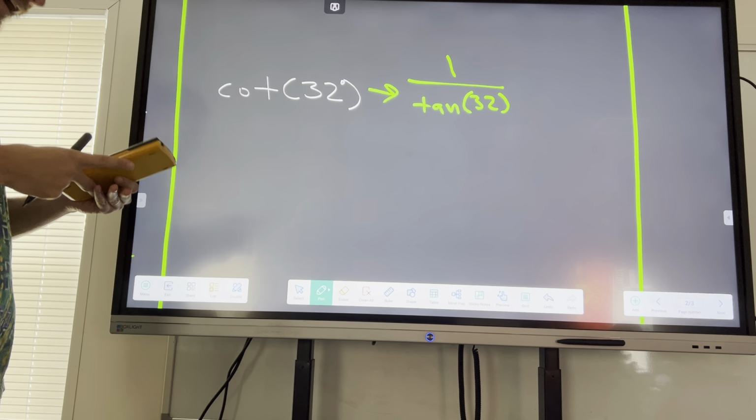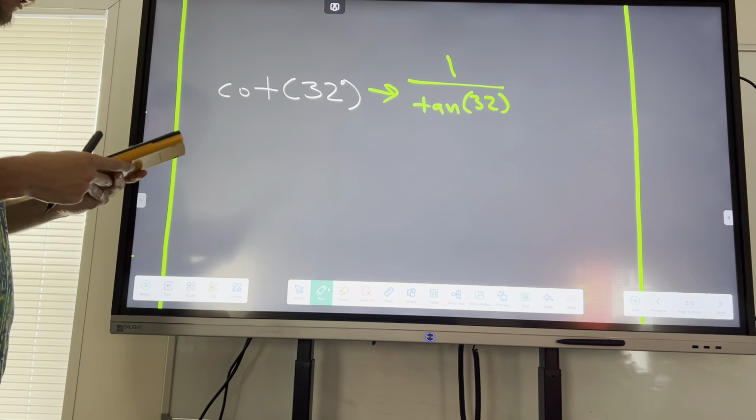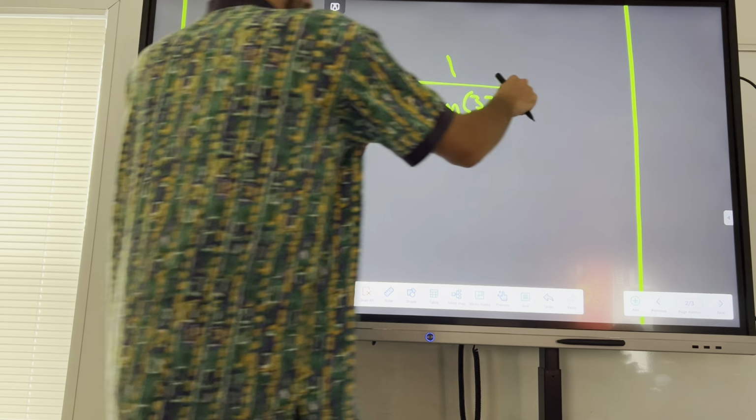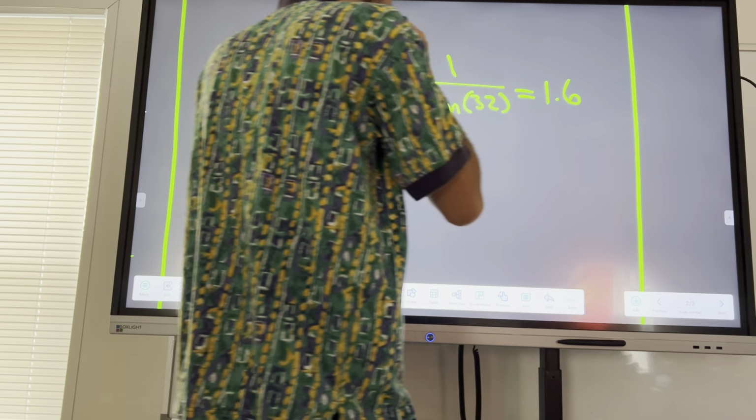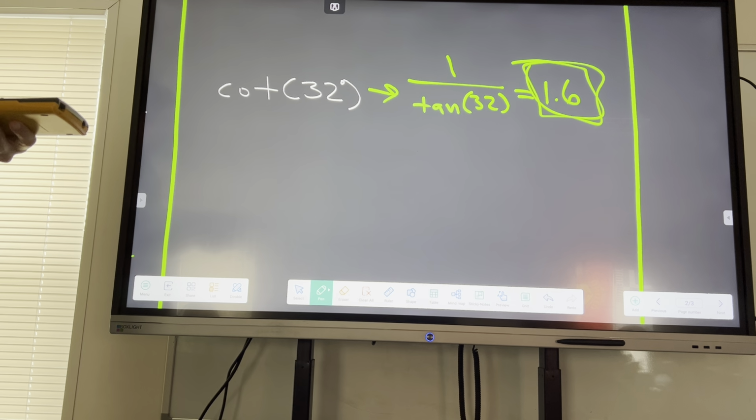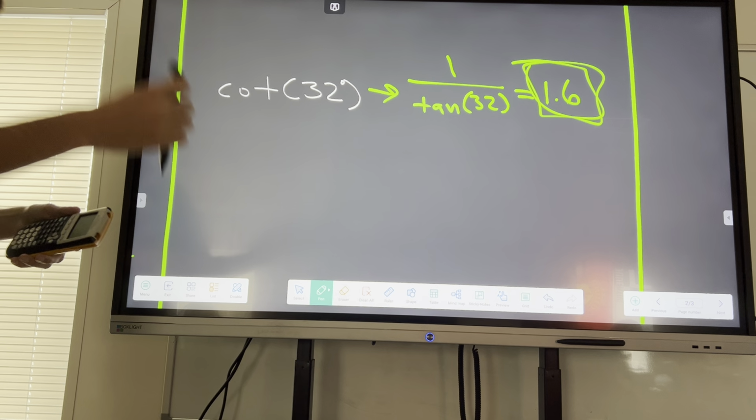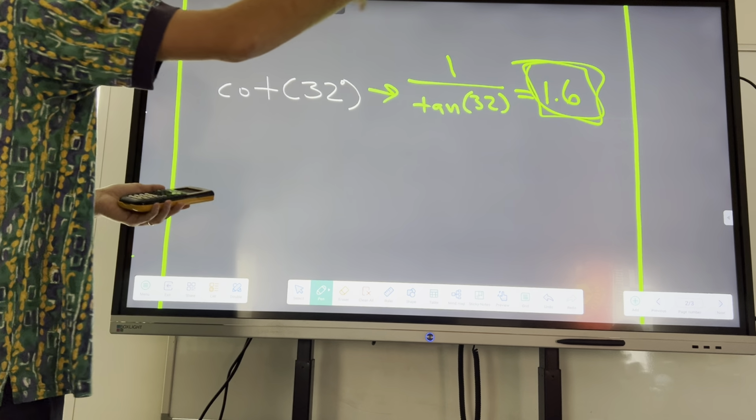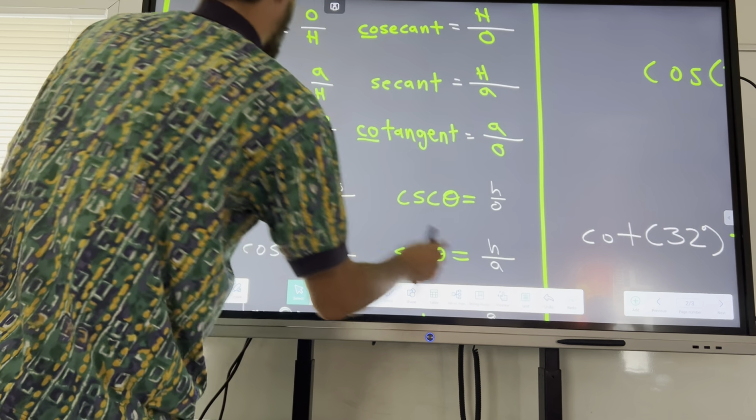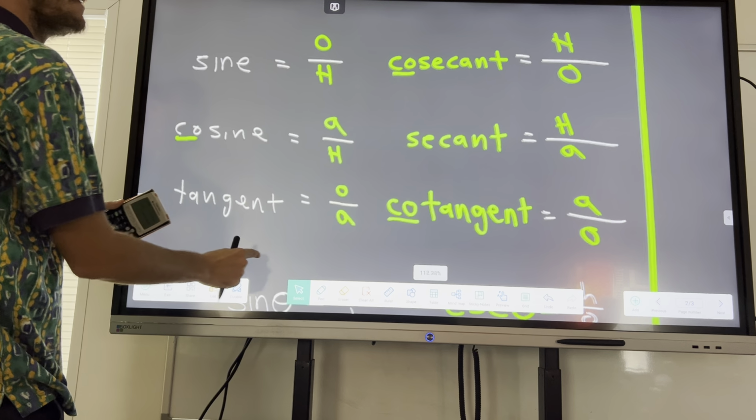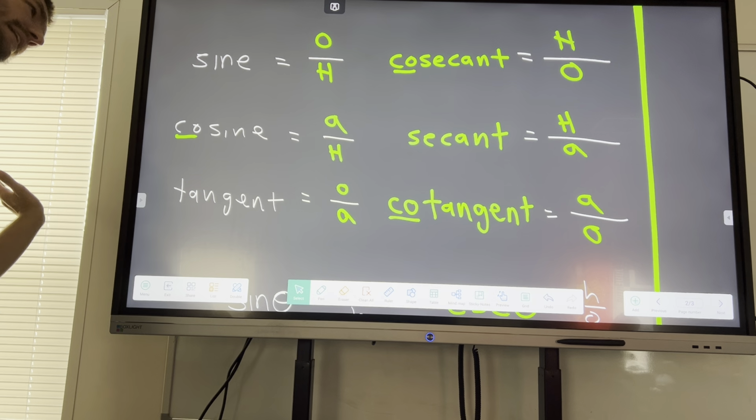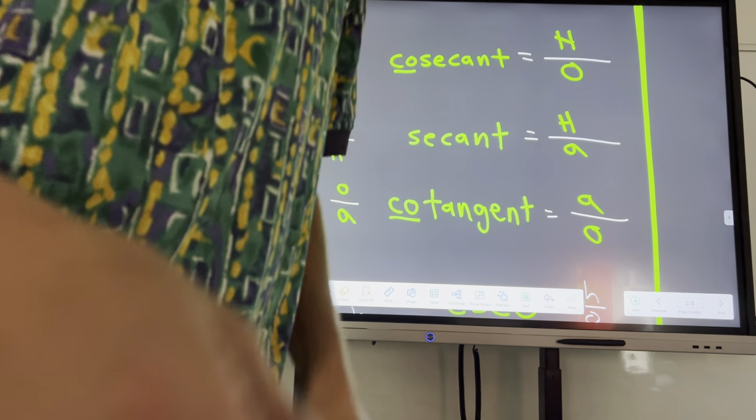So I'm going to type 1 over tangent 32. I like to use alpha y equals, so I press alpha y equals, enter 1 over tangent 32, enter. Make sure I'm in degree mode, and I got 1.6. Cool? Again, it's not really all that much to learn. You need to learn how to do this, which is just 1 divided by that. And then you need to memorize which one matches up with which: sine, cosecant. Cosine, secant. Tangent, cotangent. Cool. That is all 6 trig functions.